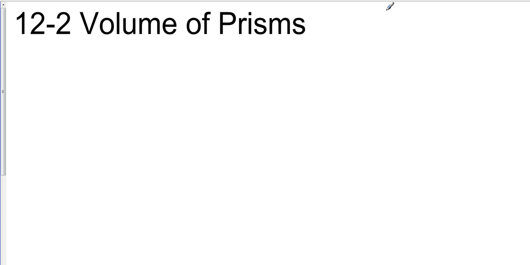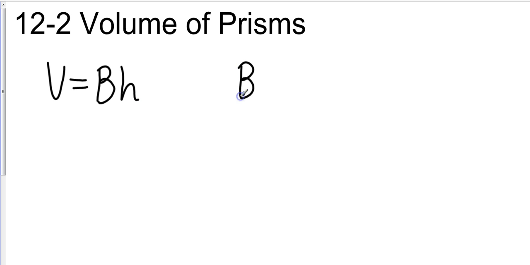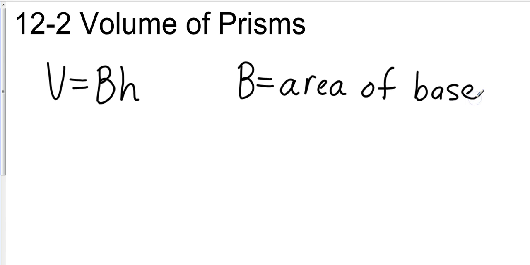Okay, so the standard equation for volume of a prism is volume equals BH. Now you will notice that looks very similar to the area of the parallelogram, which was BH, but you will see that there is a capital B. And so that's a little bit different. The capital B stands for the area of the base. So we need to actually find the area of the base and then multiply it by the height.